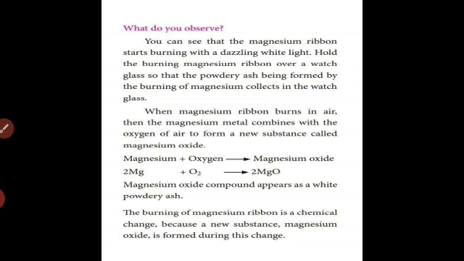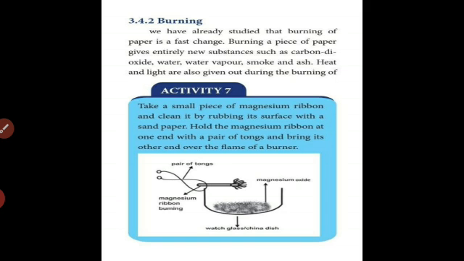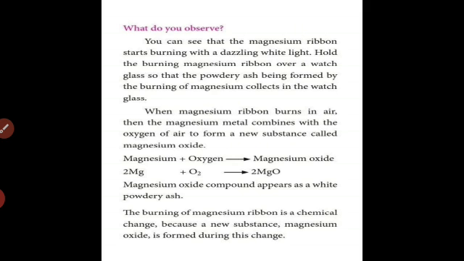If we introduce the magnesium ribbon over the flame, it starts to burn, leaves some ash, and also gives out heat. When magnesium ribbon burns in air, the magnesium metal combines with the oxygen of air to form a new substance called magnesium oxide. See the equation: magnesium plus oxygen gives magnesium oxide.